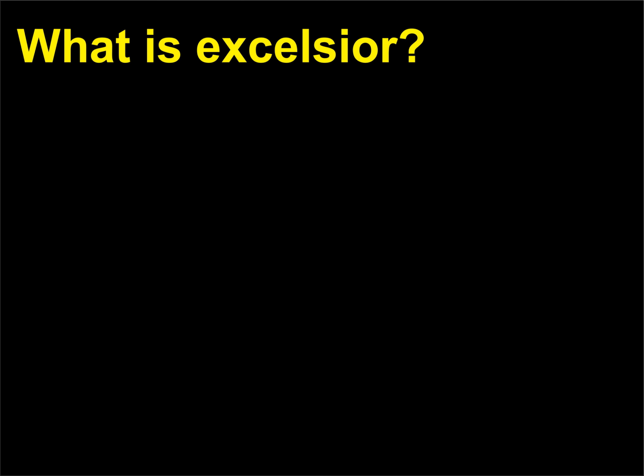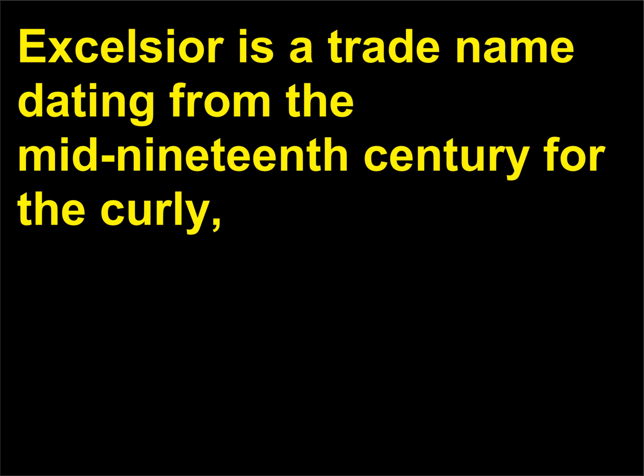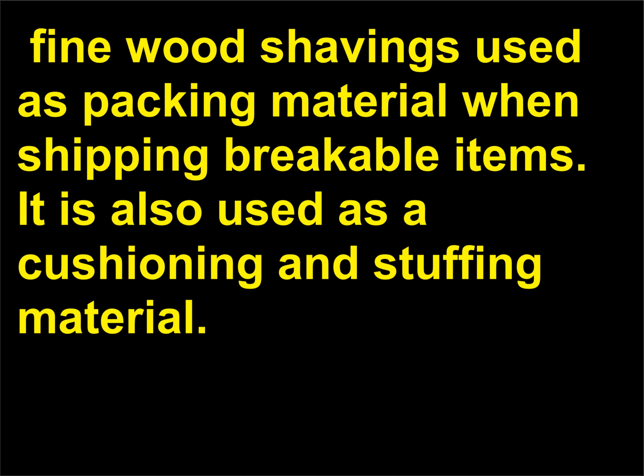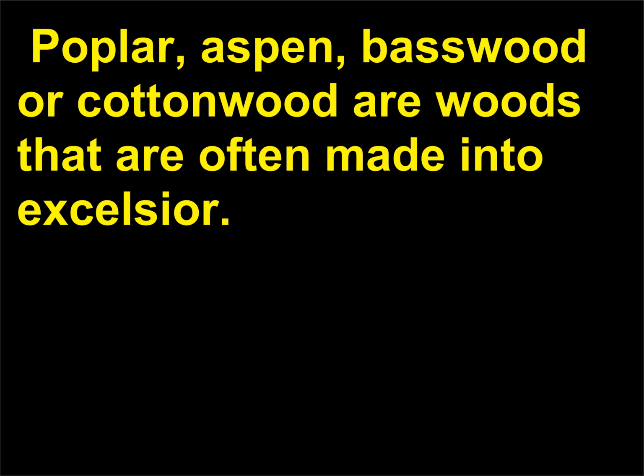What is Excelsior? Excelsior is a trade name dating from the mid-19th century for the curly, fine wood shavings used as packing material when shipping breakable items. It is also used as a cushioning and stuffing material. Poplar, aspen, basswood or cottonwood are woods that are often made into excelsior.